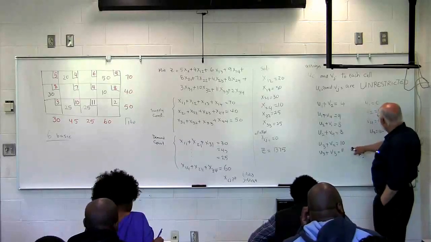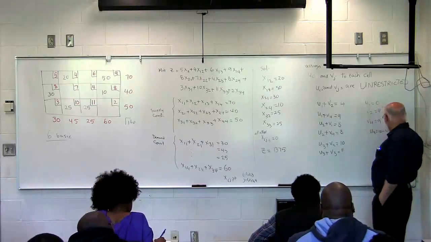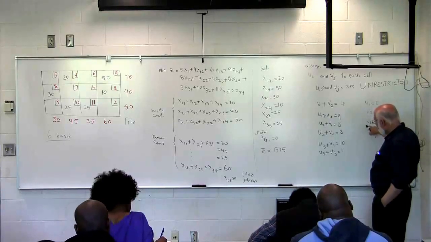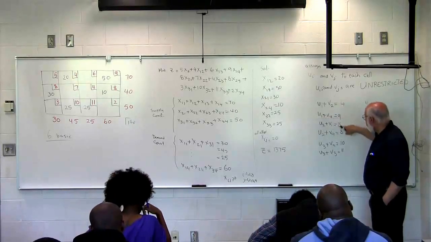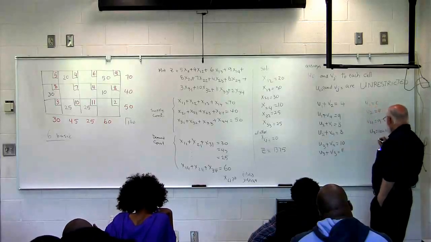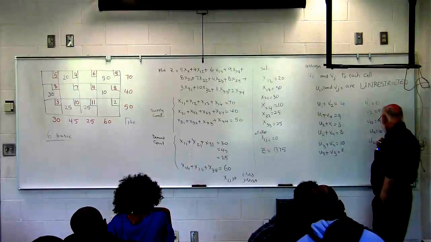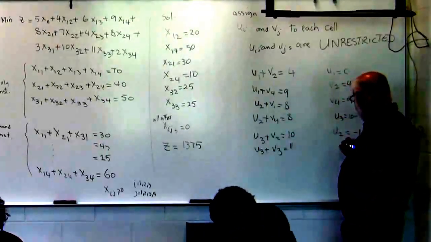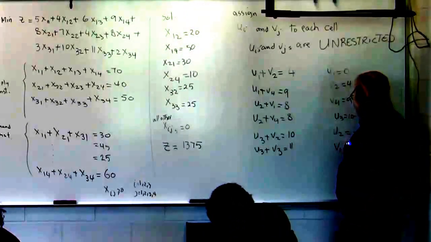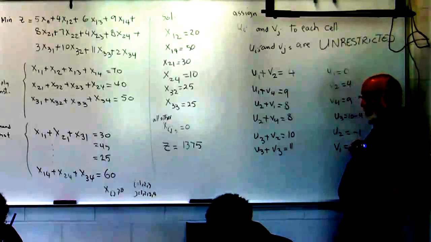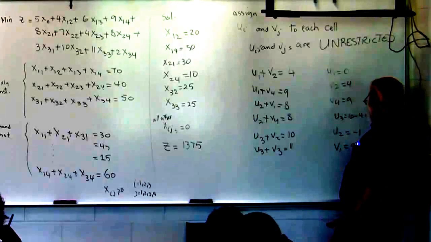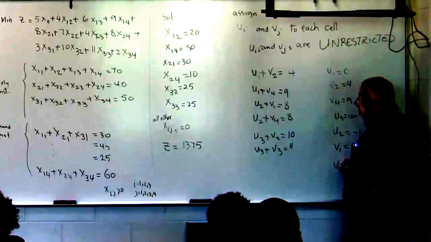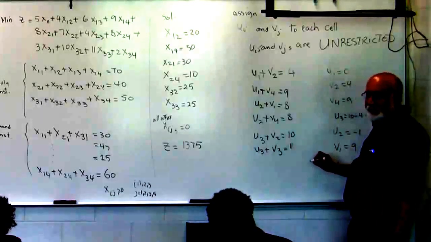All right, you ready? Okay, so that was 4. This is 6. And we have V4 calculated, 9. We have U2, negative 1. U2 is negative 1. V1 is 9. They're rolling. V1 is what? 9. What else? V5 equals? V3.